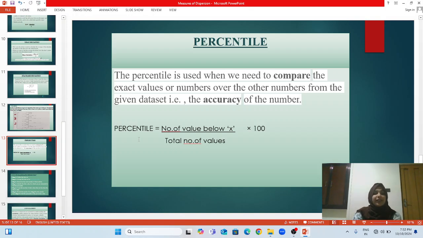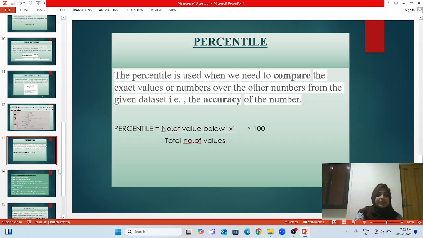So here percentile is equal to the number of values below x. That means we are fixing a value, as I already told you. We are fixing a particular value, and we are calculating the number of values below that particular value, dividing that by the total number of values and multiplying it by 100 to obtain the percentile. So this is the equation of percentile.